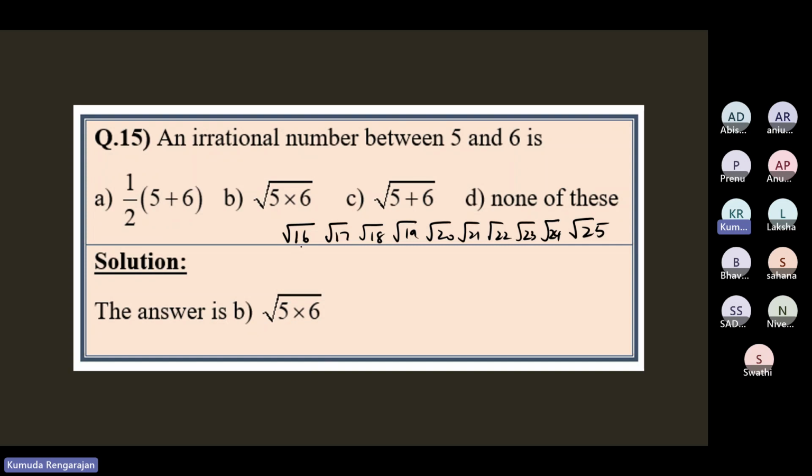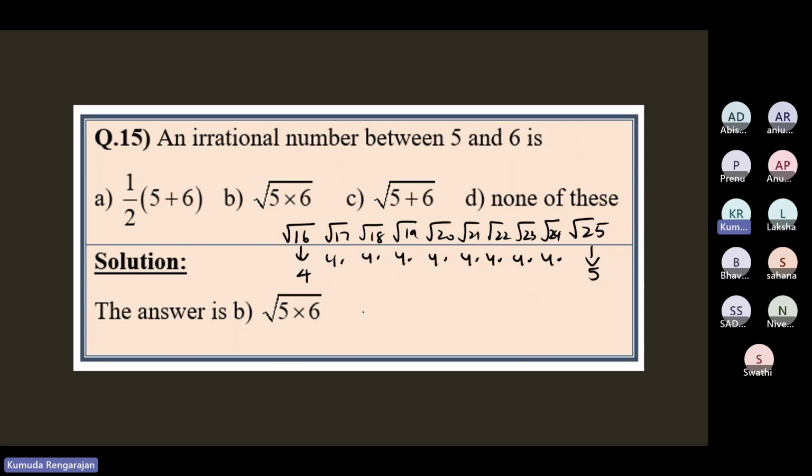Now root 16 is 4. Root 25 is 5. All these numbers will be 4 point something. 4 point what? I don't know what it is, but it's 4 point something. It's not 5 point. It's 4 point something. Then here root 25 is 5.